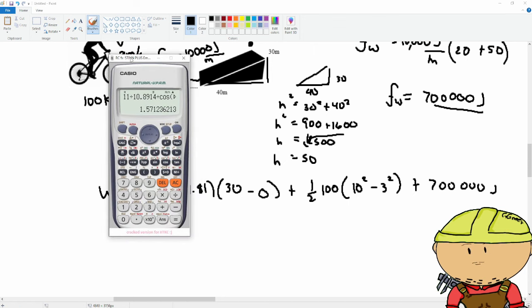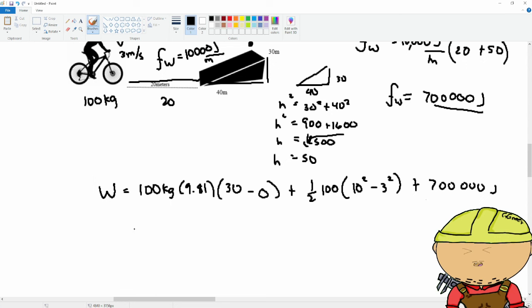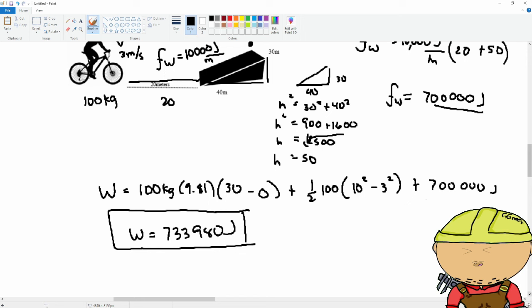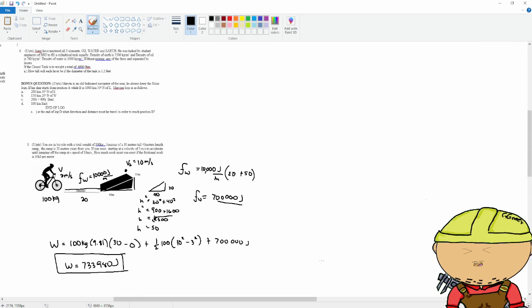Okay, so 100 times 9.81 times 30, plus 0.5 times 100 times 10 times 10 minus 3 times 3, plus 700,000. So the work is 733,980 joules. And that's the answer. Did I get that correct?